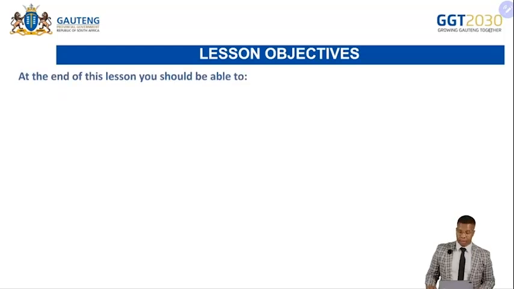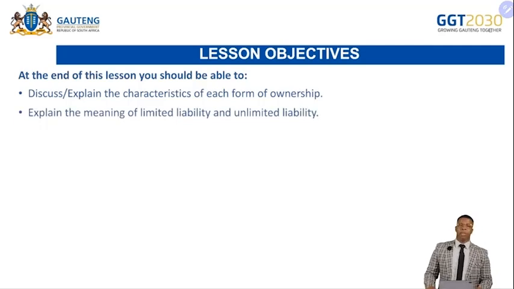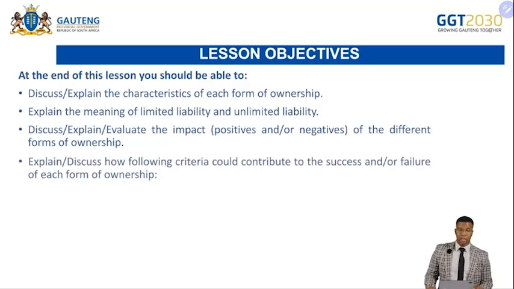Now, lesson outcomes. At the end of this lesson, you should be able to discuss or explain the characteristics of each form of ownership. You should further be able to explain the meaning of limited liability and unlimited liability. You should further be able to discuss, explain or evaluate the impact, which refers to positives or negatives, of the different forms of ownership. You should further be able to explain or discuss how the following criteria could contribute to the success and/or the failure of each form of ownership.